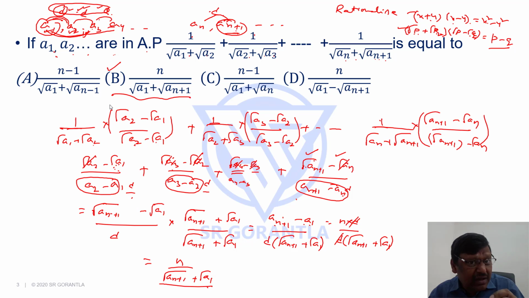It is a simple question of rationalizing the denominators and then knowing the fact that the difference between two consecutive terms of an arithmetic progression is always the same, right?